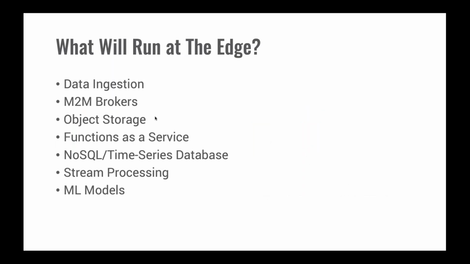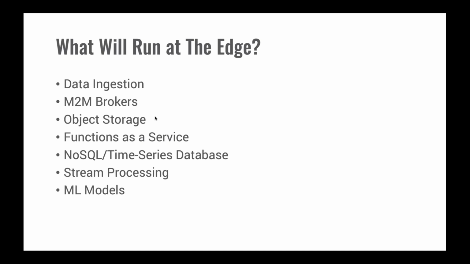So what is coming to edge? If you dissect an edge computing platform, there are a variety of building blocks. Of course, there is data ingestion. This data ingestion is the high velocity, high throughput data endpoint, the Kafka-like endpoint that is going to ingest the data. Edge will also run message brokers that will orchestrate machine-to-machine communication. For example, device 1 talks to device 2 via the M2M broker.